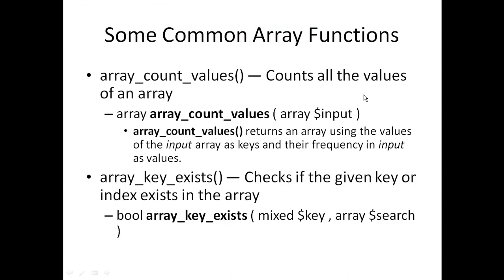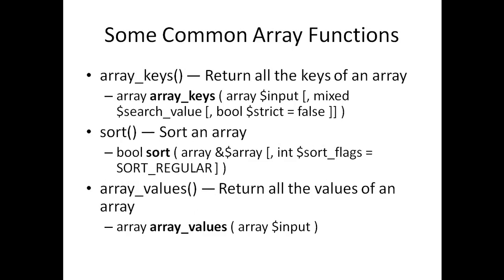array_key_exists checks if the given key or index exists in the array. It returns a boolean, true or false, and you pass it a mixed element of key with the array to search. So think of it as needle, haystack in that order. It checks if the given key is in the array. It checks if the needle is in the haystack. Pretty straightforward. Returns a boolean.